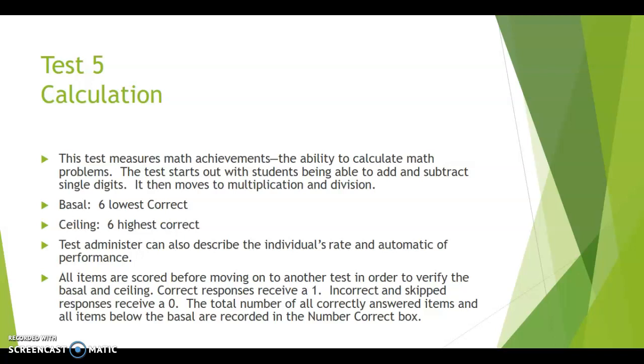But like before, we let the student move through, and the correct responses receive a 1, the incorrect responses, or even the responses that are skipped, receive a 0. And like before, the number of correct items is recorded in the correct number box.